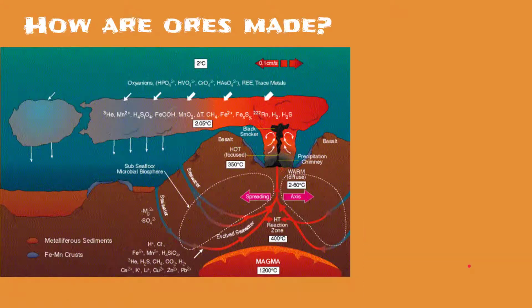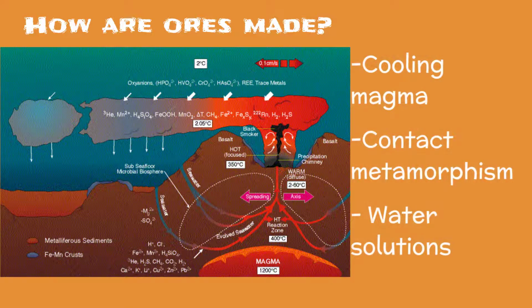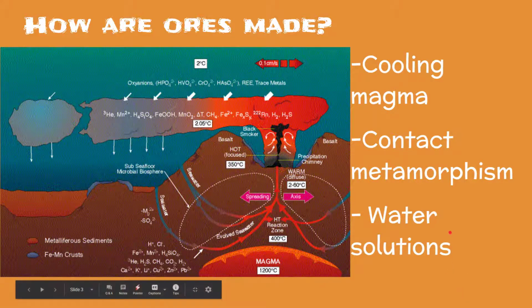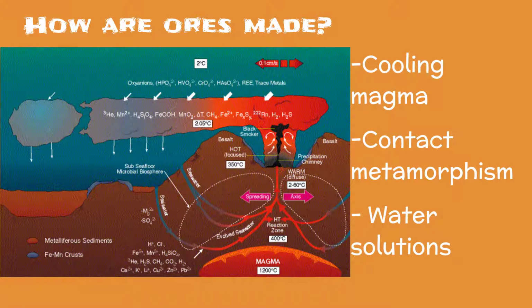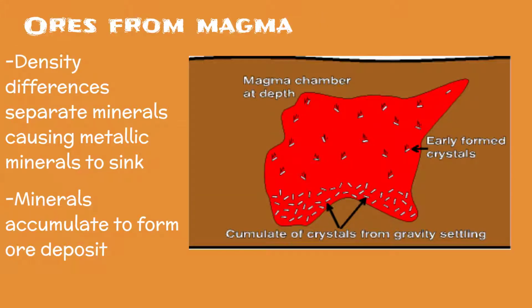All right. So the question is, how are ores made? And essentially, you guys, there are three ways that you can get an ore. You can get it from the cooling of magma. You can get it from something called contact metamorphism. Or you can get it because water somehow contributes to it, moves through rock, streams through rock. We'll talk more about that in just a second. But let's go ahead and start with the idea of cooling magma.